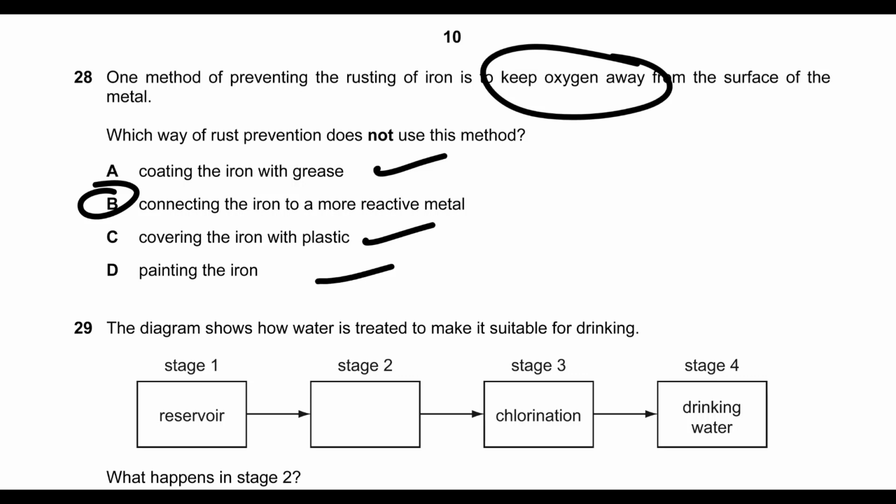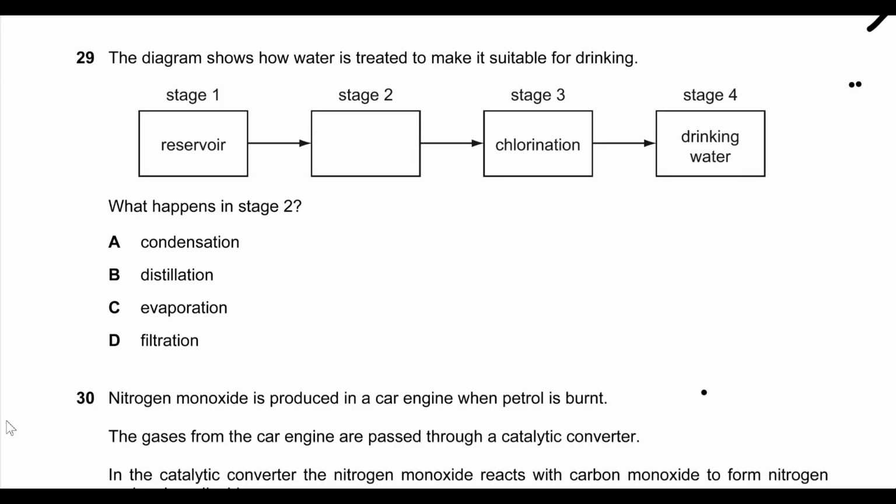In question 29, the diagram shows how water is treated to make it suitable for drinking. Here you have stage 1, stage 2, stage 3 and stage 4. Before you chlorinate the water to make it drinkable, in stage 2 you need to make condensation or distillation or evaporation or filtration. That means first of all you need to filter, then chlorinate it, then you have to drink it.